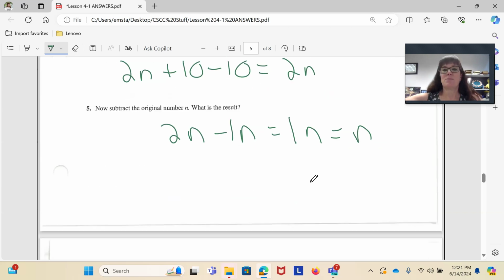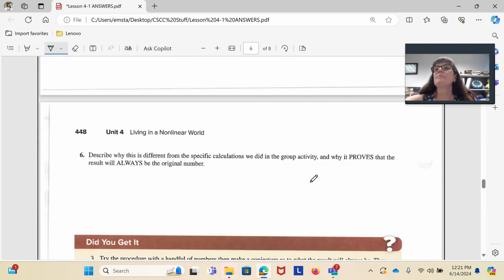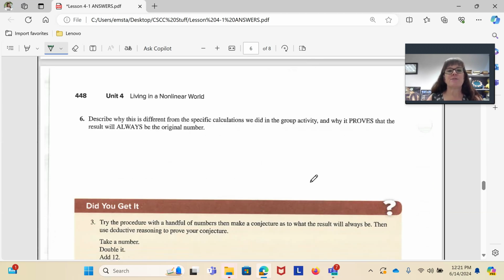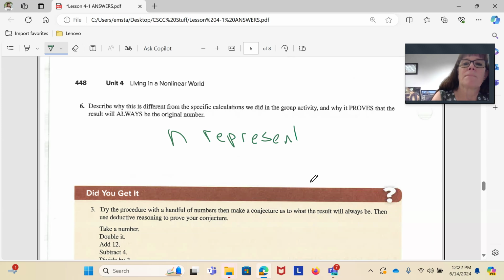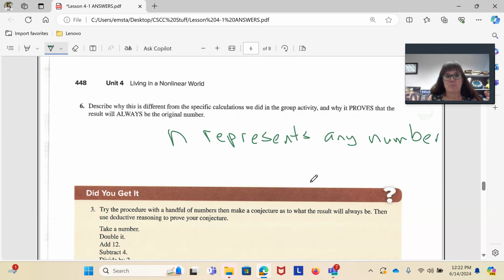All right, let's move on to page 448. It says, describe why this is different from the specific calculations we did with the 5 that we did earlier, and why it actually proves that it will always be the original number. The main reason is because n can be any number. N represents any number. We didn't put any conditions on n. It can be anything. It can be a decimal, it can be a fraction, it can be a negative number, it can be any number in the world. So that proves that it works for all numbers.